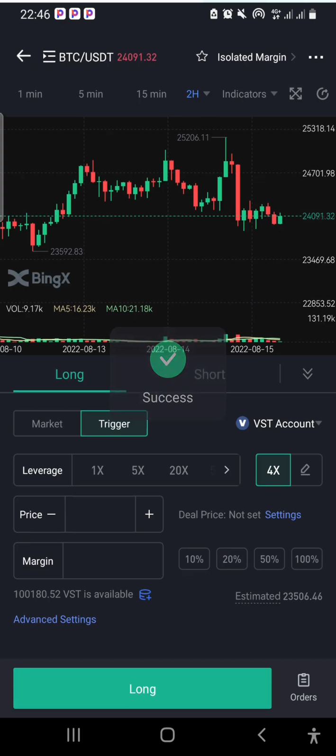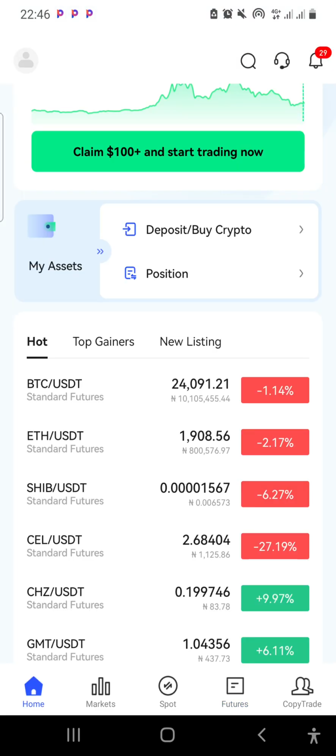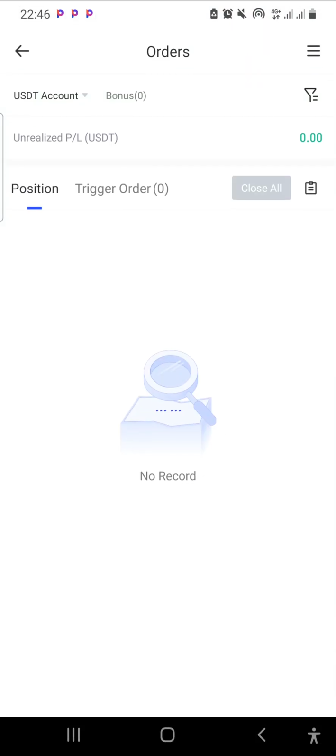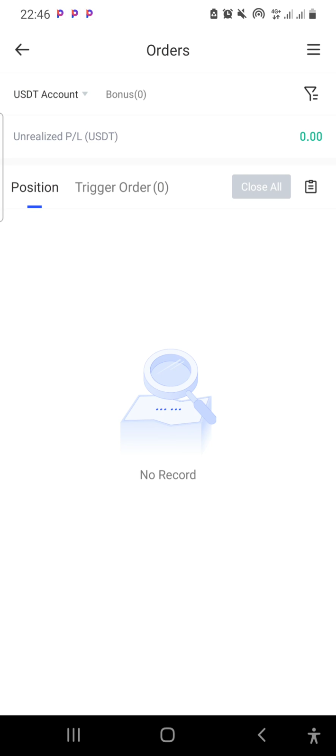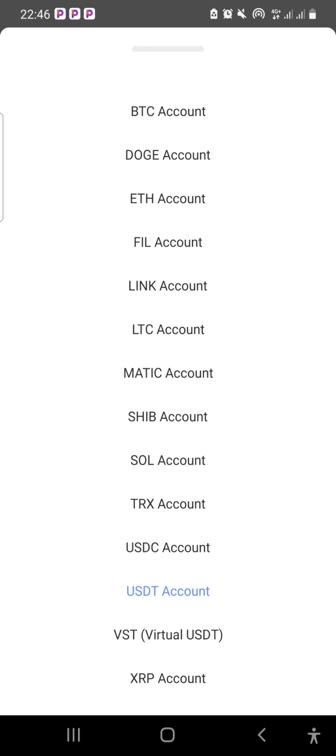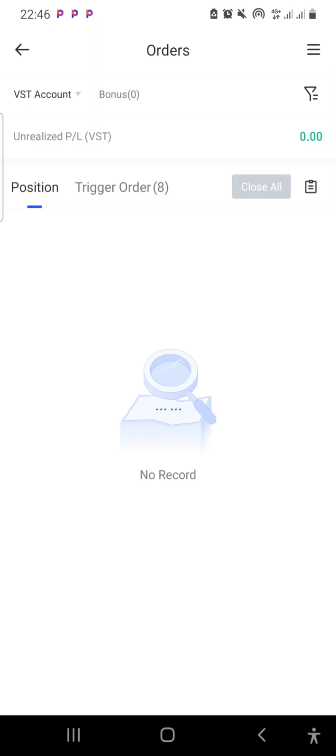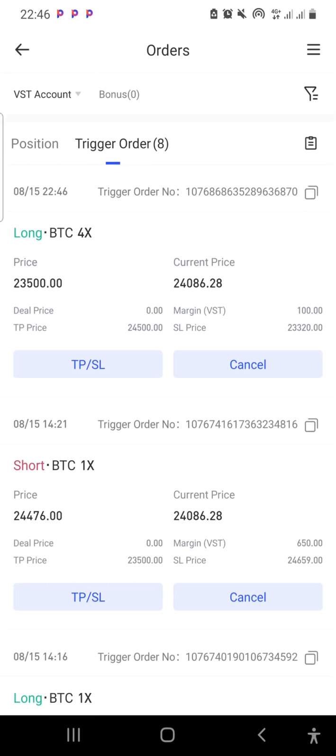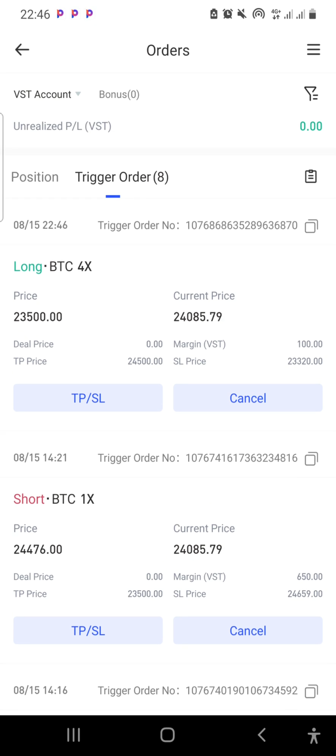So where do you see your order? You go to home, position. In that position side, it might not show immediately, so you just go to watch your VST. So you see trigger orders right here. This is the trigger order at this point. This is the one I just placed just now.